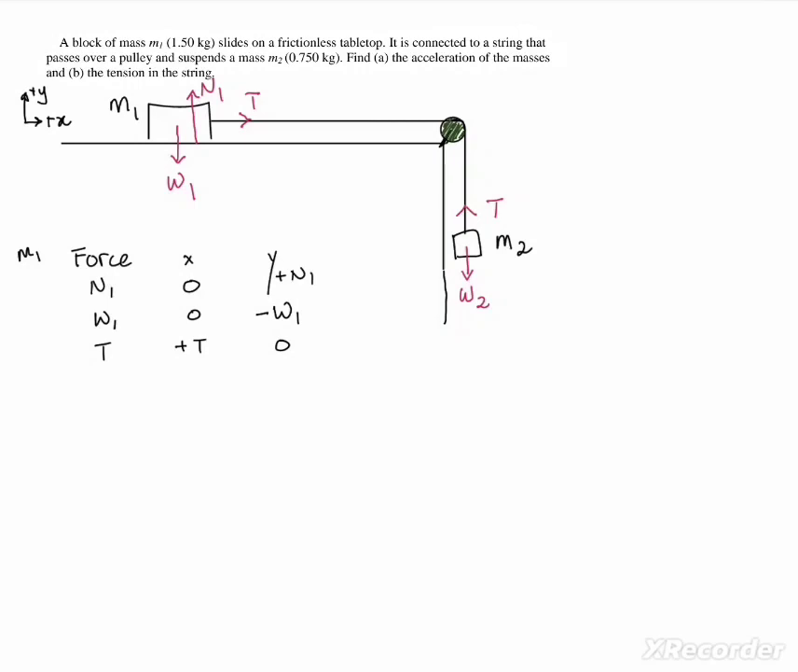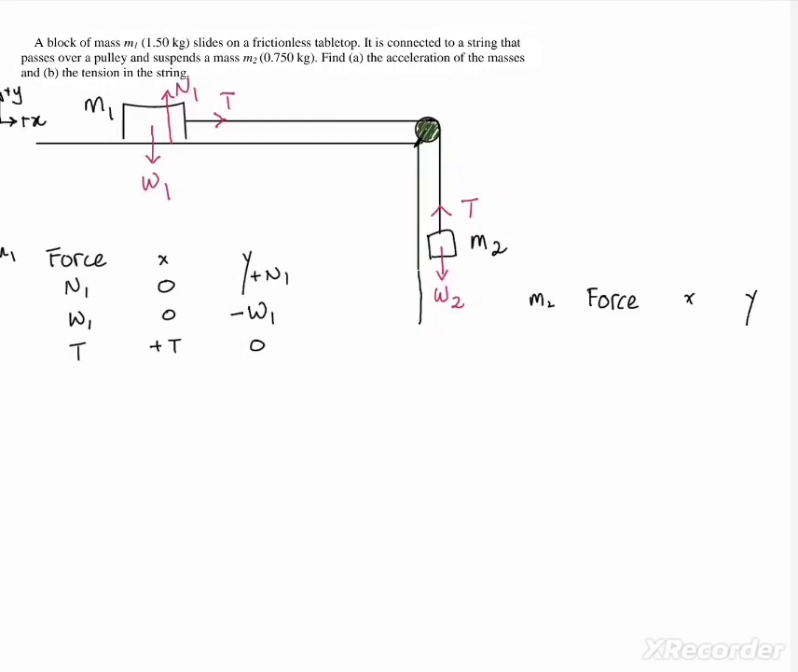And let's look at M2 now. So for M2, we have force and then X and Y components. We have W2 and T. They both don't have an X component. The Y component for W2 is negative, and then for tension it is positive.